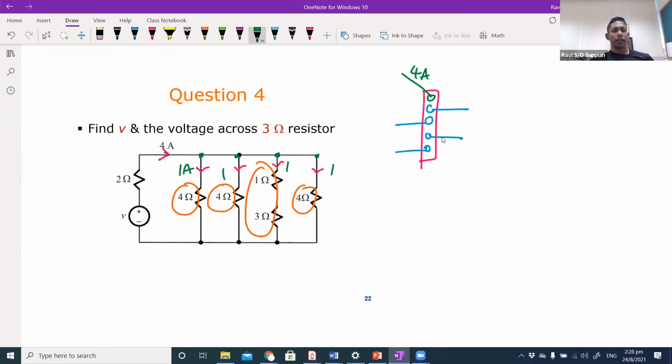Okay, and with that you can say that the voltage across the 3 ohm resistor is equals to IR, which is 1 times 3, should be 3 volts.